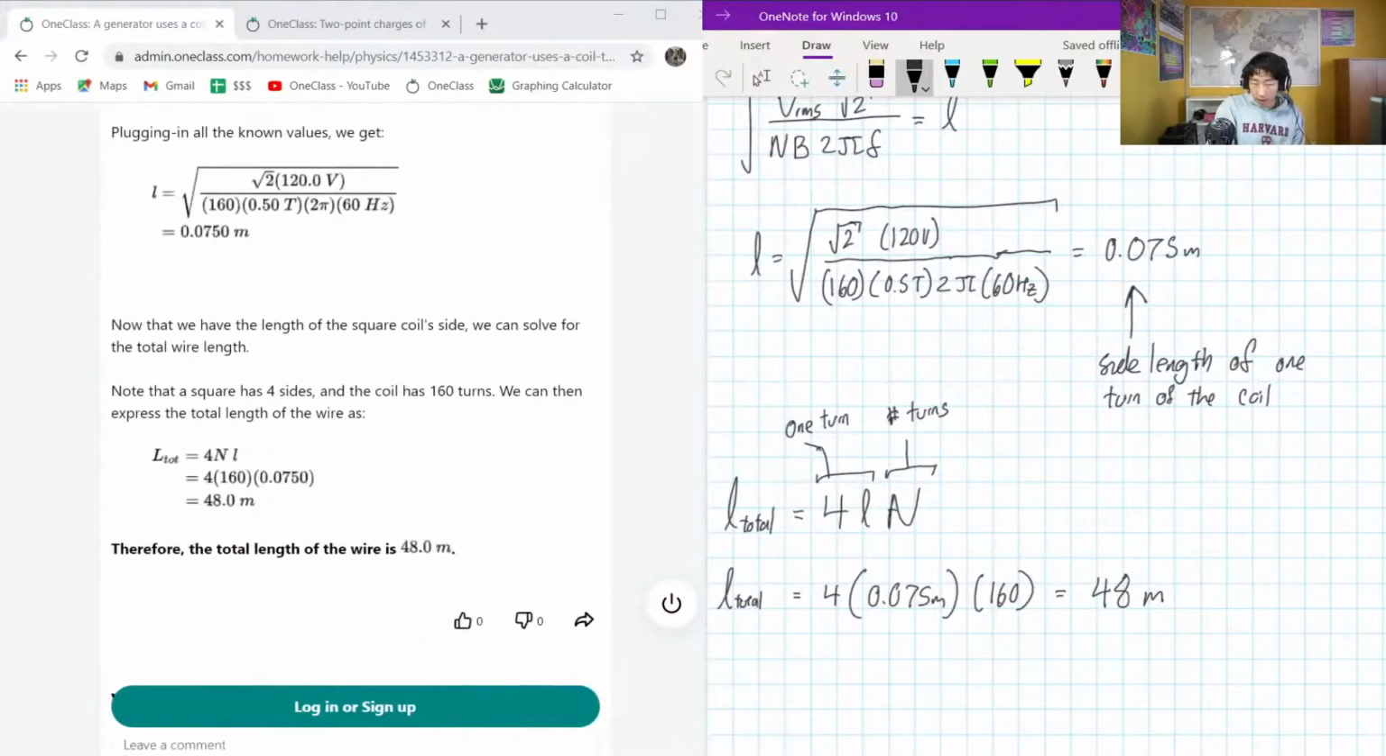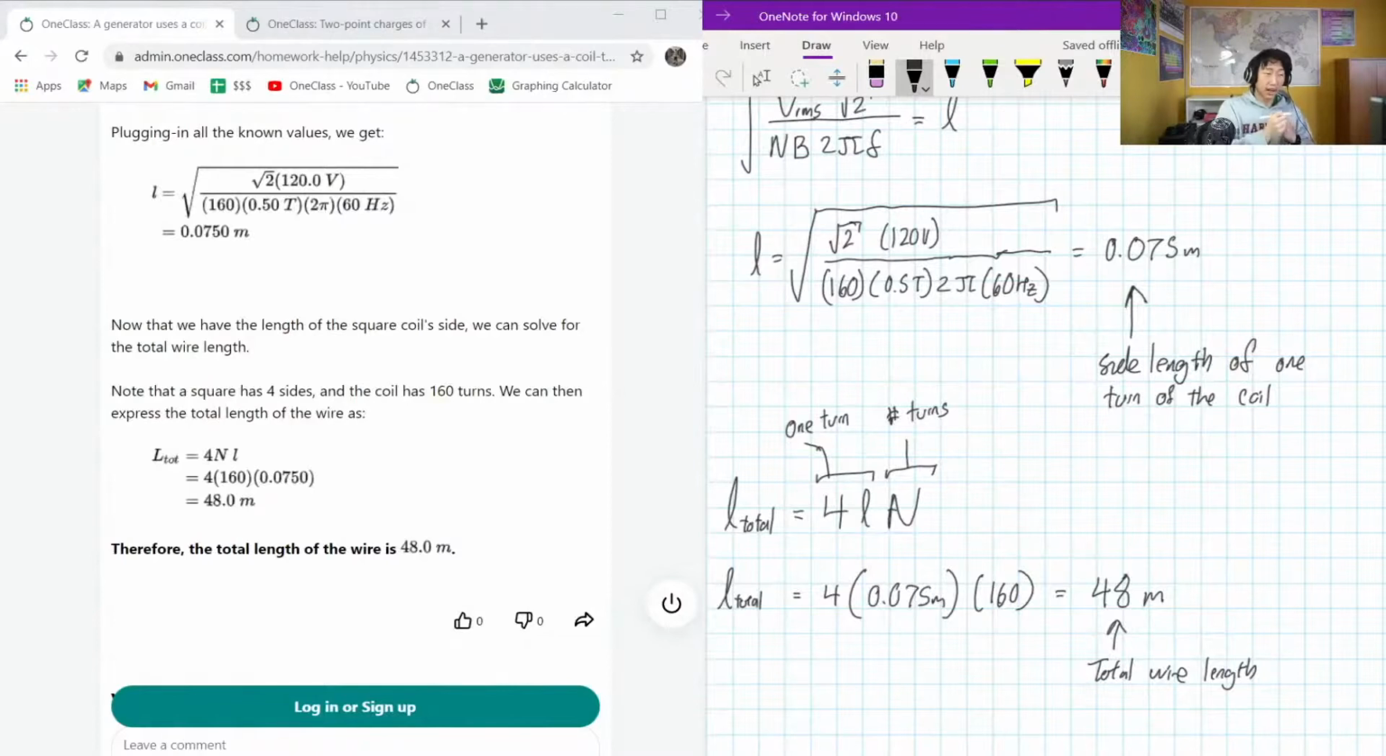Is that what we got here? Yeah, so okay, this is the total wire length. And this is a fairly reasonable answer, like 48 meters, it might take you like 5 or 6 seconds to sprint that at full speed, but it is reasonable to see a coil that long because they are really rolled up 160 times.